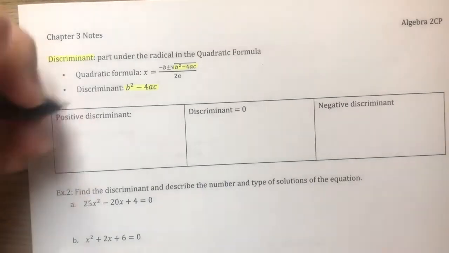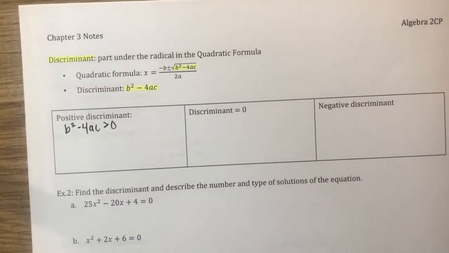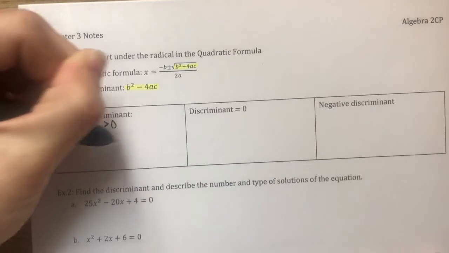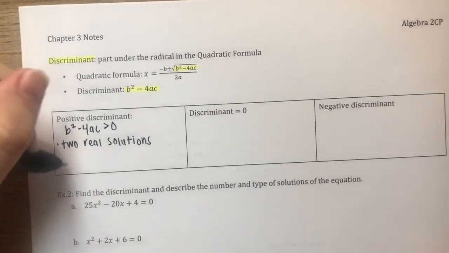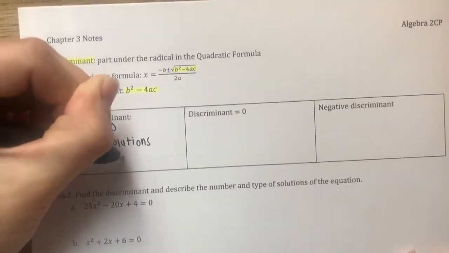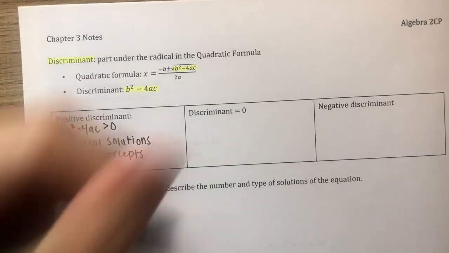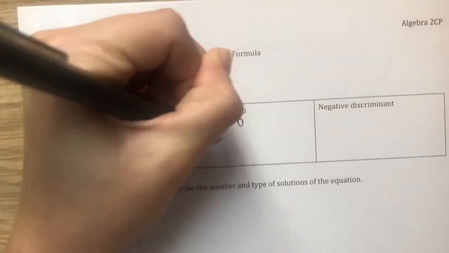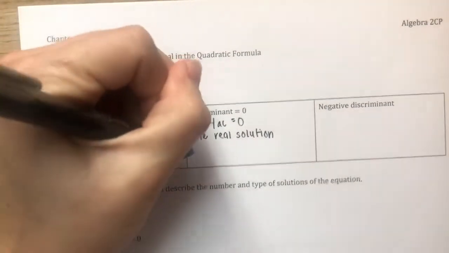So if you have a positive discriminant, so if b squared minus 4ac is greater than 0, that means you have 2 real solutions. That also means you have 2 x-intercepts. If the discriminant is equal to 0, that means you have 1 real solution. So if b squared minus 4ac is equal to 0, you have 1 real solution, and you also have 1 x-intercept.